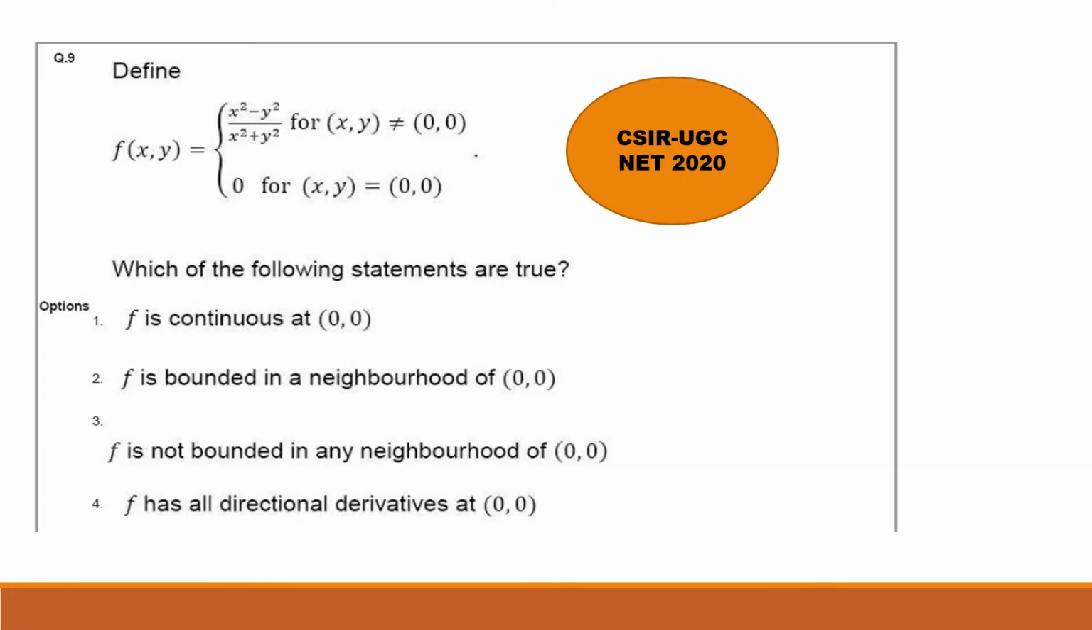First, here f(x, y) equals (x square minus y square) by (x square plus y square) for (x, y) not equal to (0, 0), and 0 for (x, y) equal to (0, 0). Which of the following options are correct? There are 4 options. So let us discuss the problem.